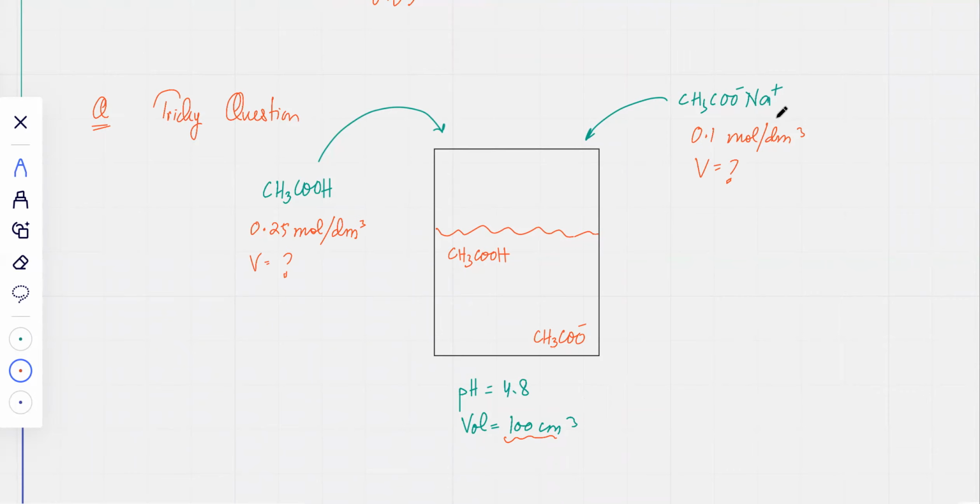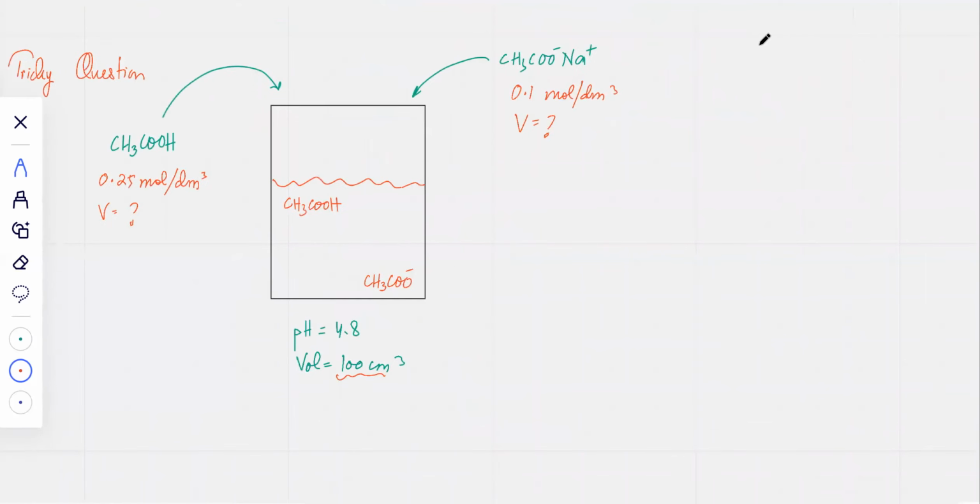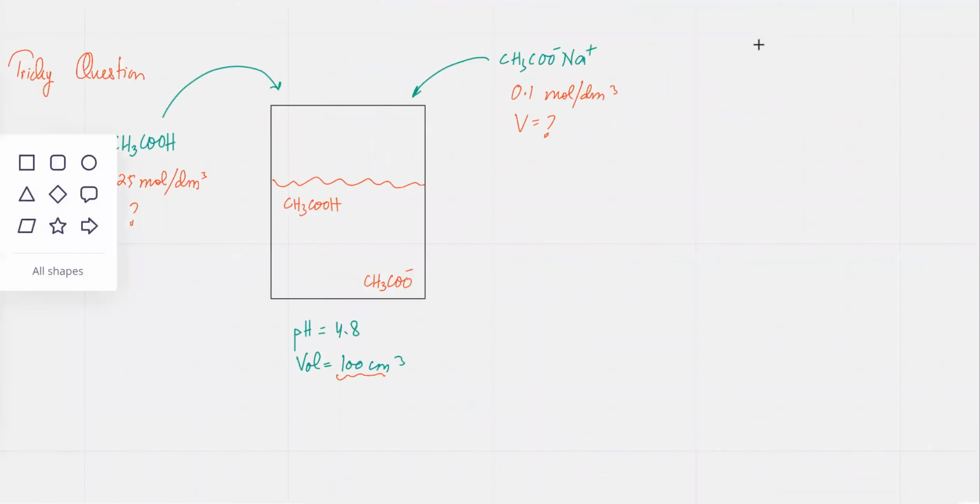Now remember, this is the starting concentration. Do you know what happens to their concentration if you mix two solutions? Does their concentration remain the same or does it change? If I mix 0.1 mole per dm cube of this thing with some volume of 0.25 mole per dm cube of this thing, what would happen to the concentration of this thing? Would it change or would it not change? It would change. So I'm going to show you an example.